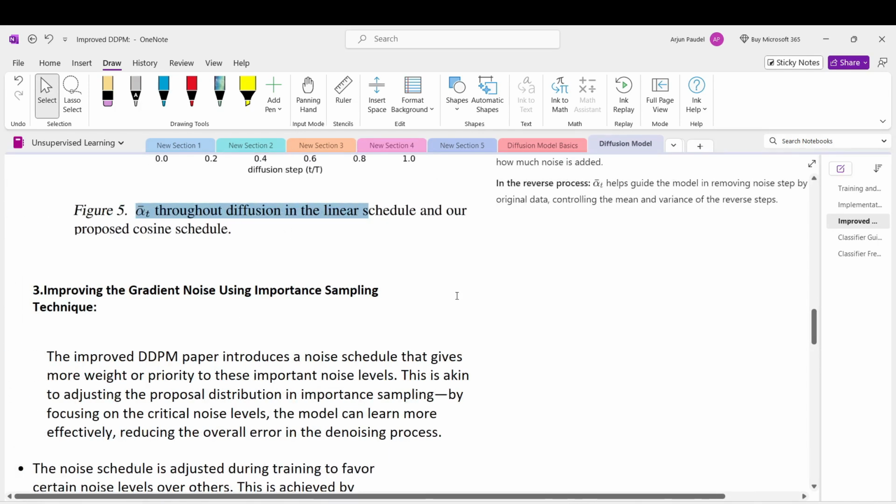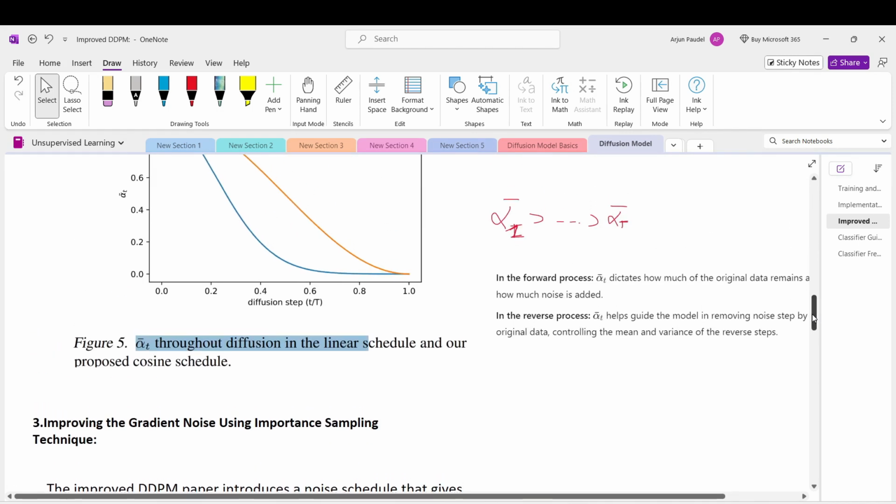And this is so we are diffusion steps. So alpha t, this graph will tell us all this above is telling us cosine, and this is telling us the linear part.